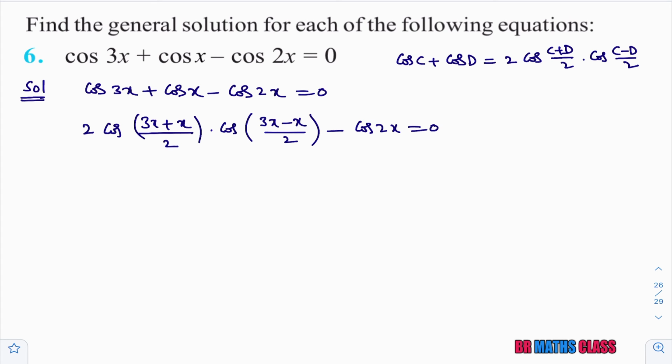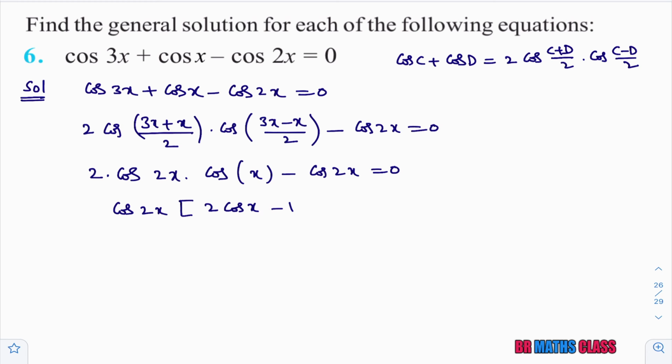Now, simplifying further: 2 into cos of 3x plus x, that is 4x, divided by 2 is 2x, into cos of 3x minus x, that is 2x, divided by 2 is x, minus cos 2x equal to 0. You can observe that cos 2x can be taken common. If you take cos 2x common, you will get 2 cos x minus 1 equal to 0. Here a product of two things is there.